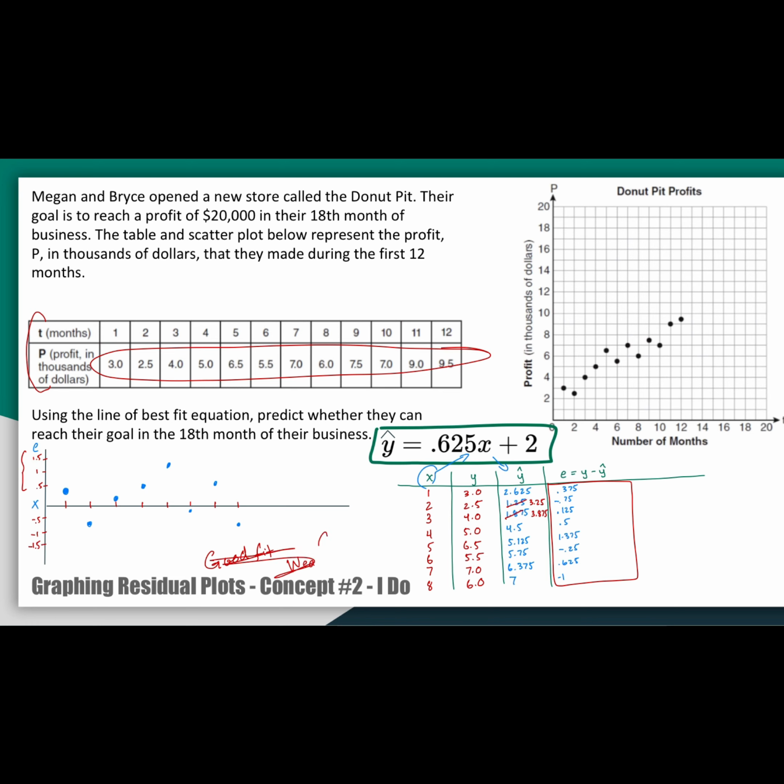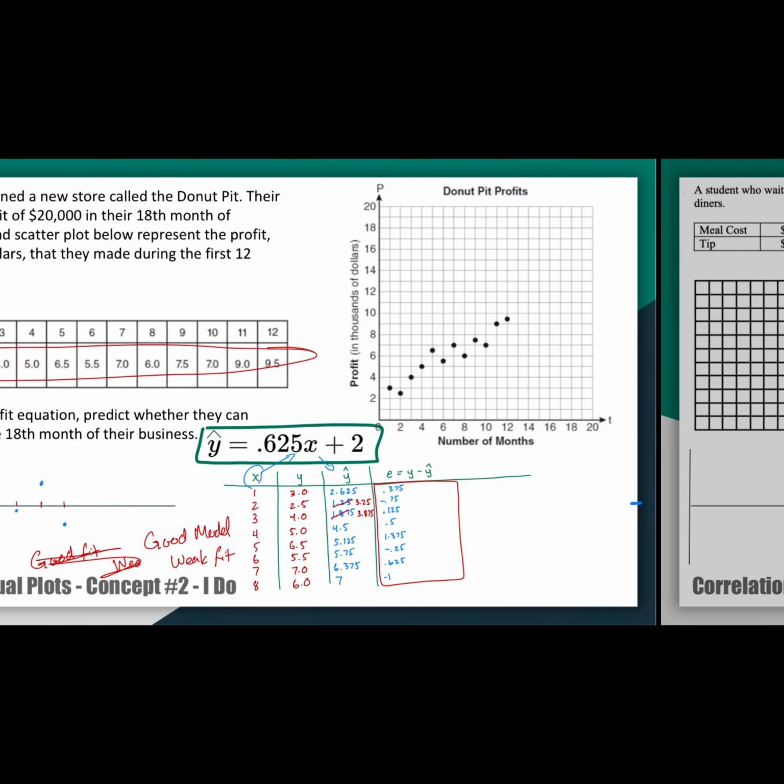So I would say good fit, or good model. Sorry, I wrote that all backwards. Good model. Weak fit. I want something a little bit closer for strong fit. I wouldn't want thousands of dollars to be my margin of error, okay?